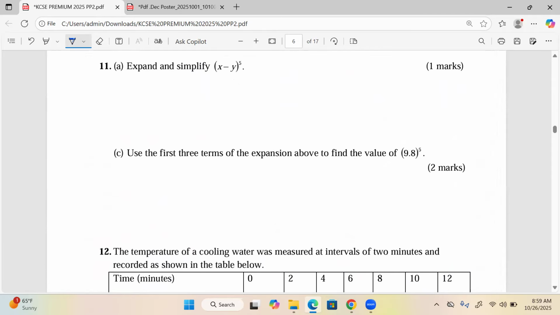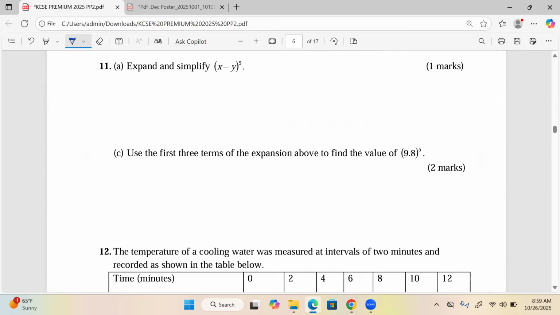Look at number 11, ladies and gentlemen. We've been told to expand and simplify. Expand and simplify (x minus y) raised to the power of 5. Those are binomial expansions and expressions. So we're supposed to know that the first thing to come up with is the binomial coefficients of power 5.